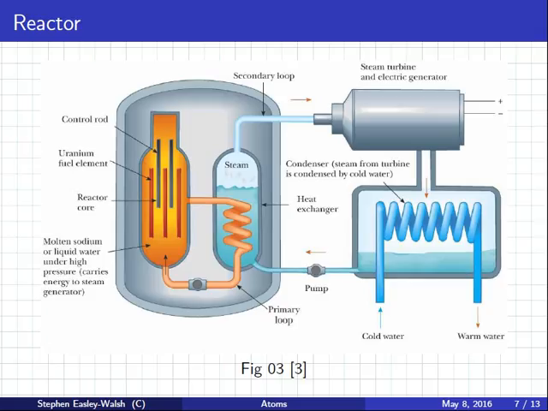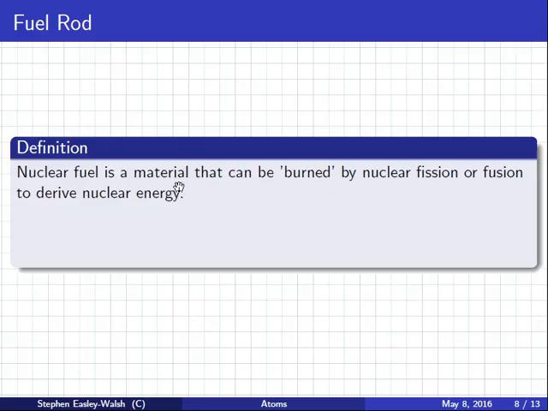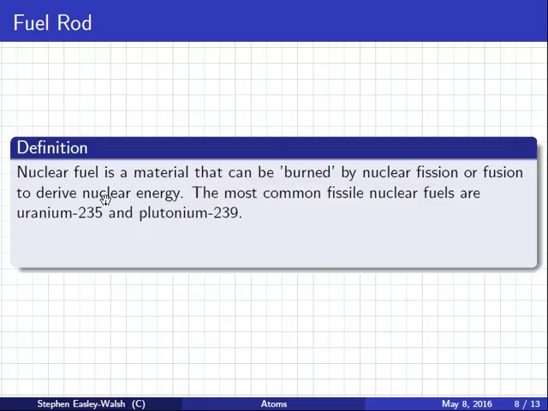Continue? Yeah. Okay. So, in the exam, there's a couple of definitions they like to ask for this reactor. The first one is about the fuel cell here. In the picture, it's uranium. So, nuclear fuel is a material that can be burned by nuclear fission or fusion to derive energy. The most common fuels are uranium-235 and plutonium-239.